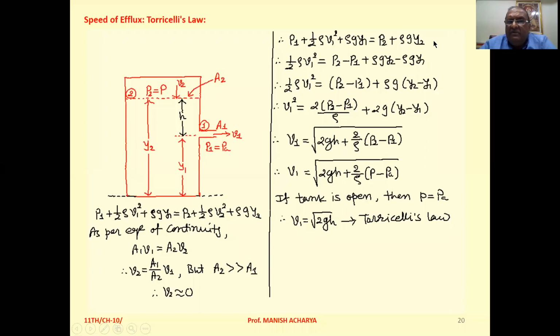Now take one special case here. Suppose this container is open from the top. If the container is open from the top, then this pressure P will be equal to atmospheric pressure. So in this equation, if you write P equal to PA, then PA minus PA is 0. So in that case, V1 is under root 2gh. And this is called Torricelli's law.